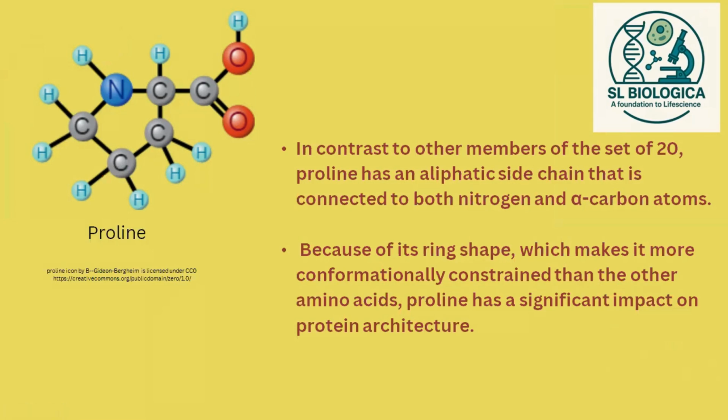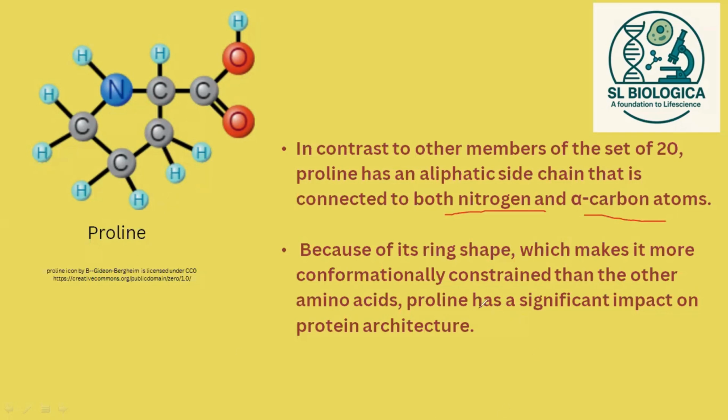Here we will discuss two important amino acids. This one is proline. In contrast to other members of the set of 20, proline has an aliphatic side chain that is connected to both nitrogen and alpha carbon atoms. Okay, so it has an aliphatic side chain that is connected to this nitrogen and alpha carbon atom. So proline has a different conformation, right? So it acts as an alpha helix structure breaker.